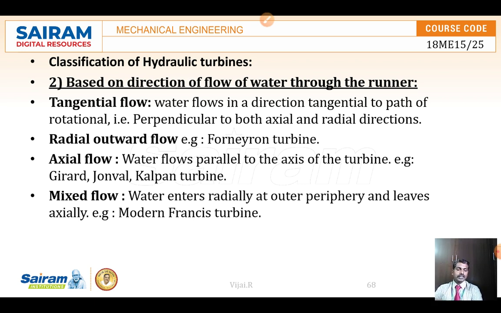So here there are tangential flow turbines, where the direction of water is tangential to the path of rotation. We are going to discuss the Pelton turbine, which is the example for it. Another case is a radially outward direction, where water enters and moves radially, rotating the turbine. And the next one is the axial flow turbine, where the water flows parallel to the axis. When the water flows along the axis of the turbine, we call it axial flow. Pelton turbine is one of the examples for it.